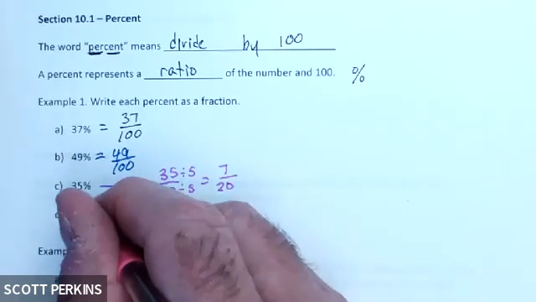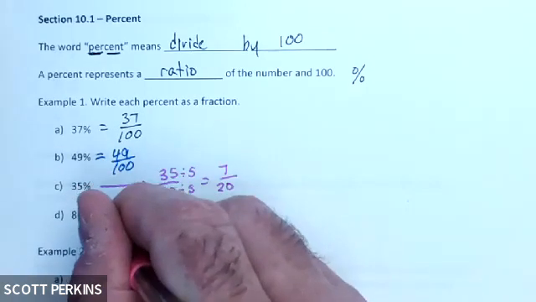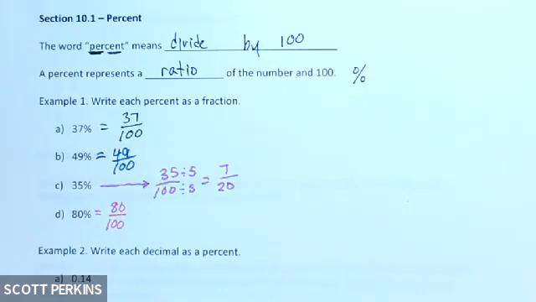All right, again, first step, don't overcomplicate the first step. 80% just means 80 divided by 100. And at that point, you're going to divide again. What is a factor that 80 and 100 have in common?